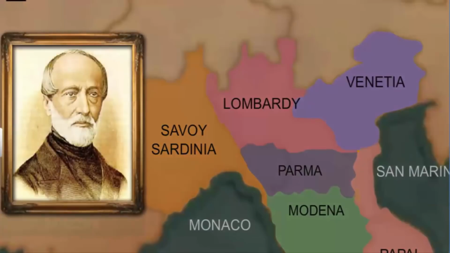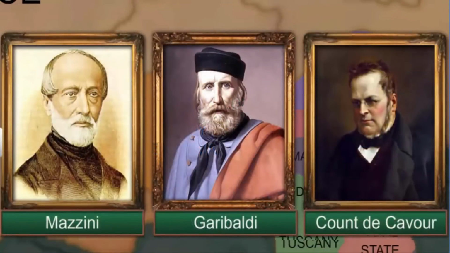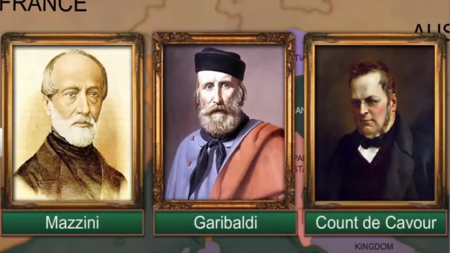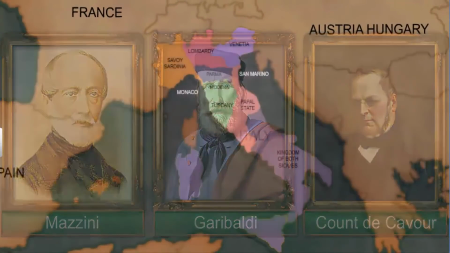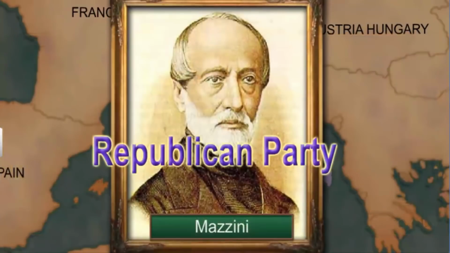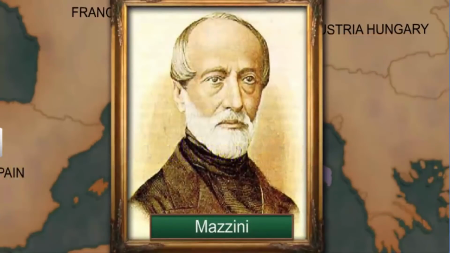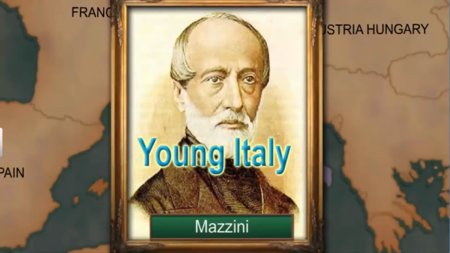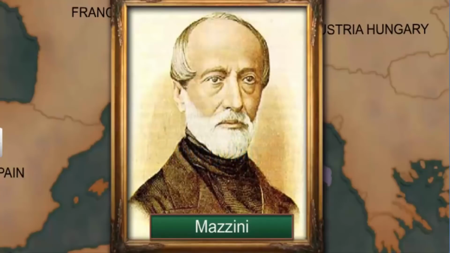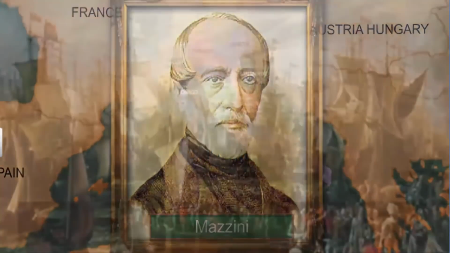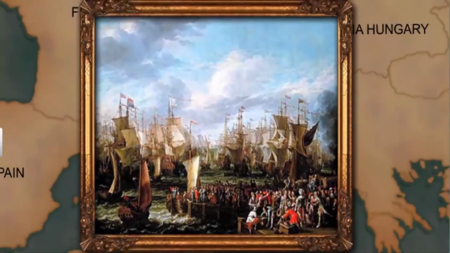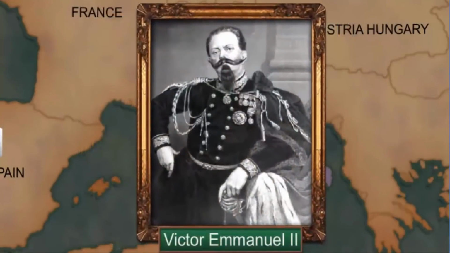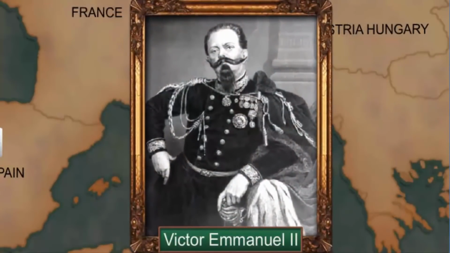There were a few key people who shaped the revolution and unification in Italy. Mazzini was the leader of the Republican Party. He had formed secret societies like Young Italy to regenerate Italy by education. However, the rebellion staged by the revolutionaries failed. Thereafter, the responsibility of unifying Italy came to Victor Emmanuel II, King of Sardinia, Piedmont.